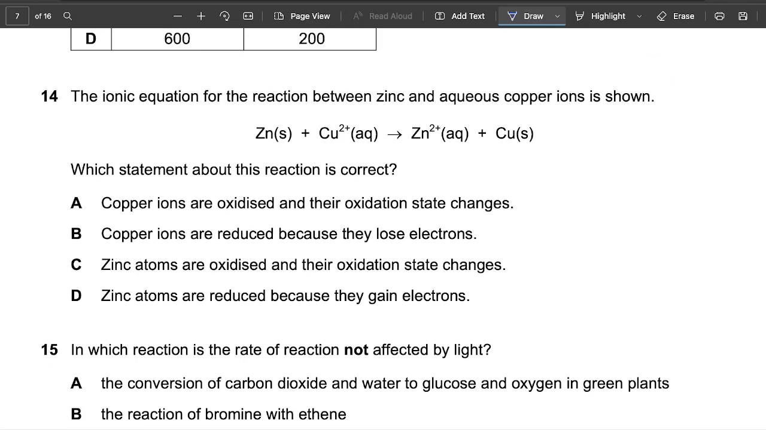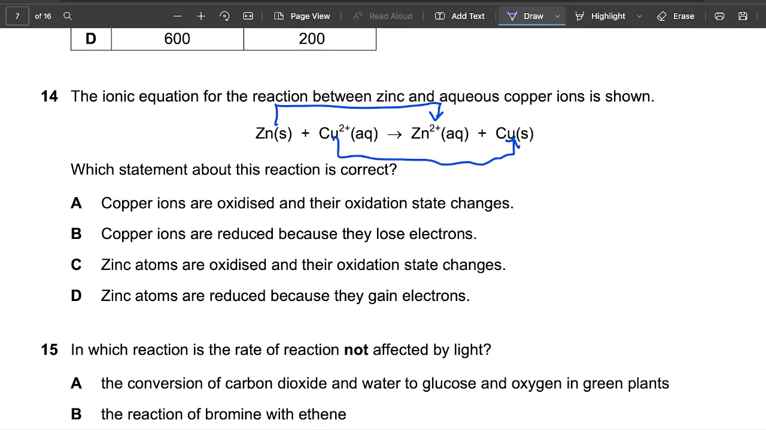Number 14 says the ionic equation for the reaction between zinc and aqueous copper ions is shown. Which statement about this reaction is correct? Okay, let's see. Copper ions are oxidized and their oxidation state changes. Copper ions are reduced. Okay, so let's see what's happening here. Zinc in this case is becoming a 2 plus ion, right? And copper is losing. Okay.